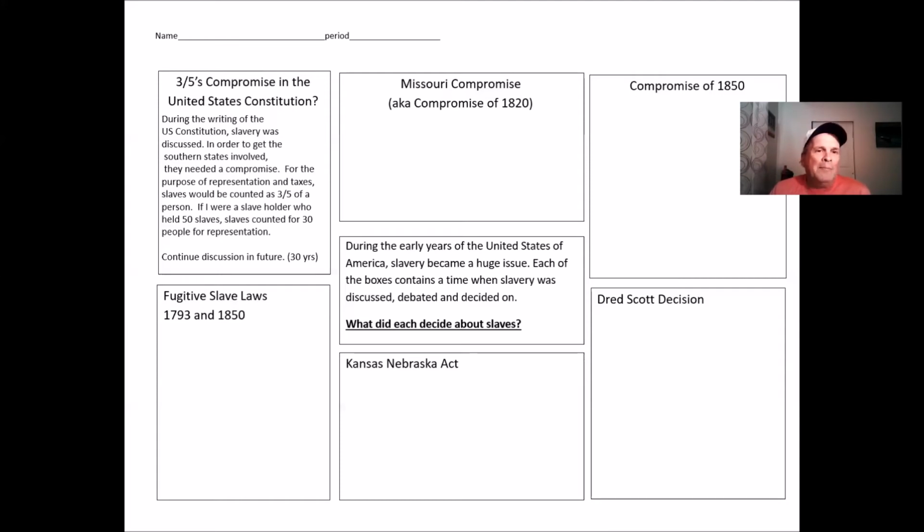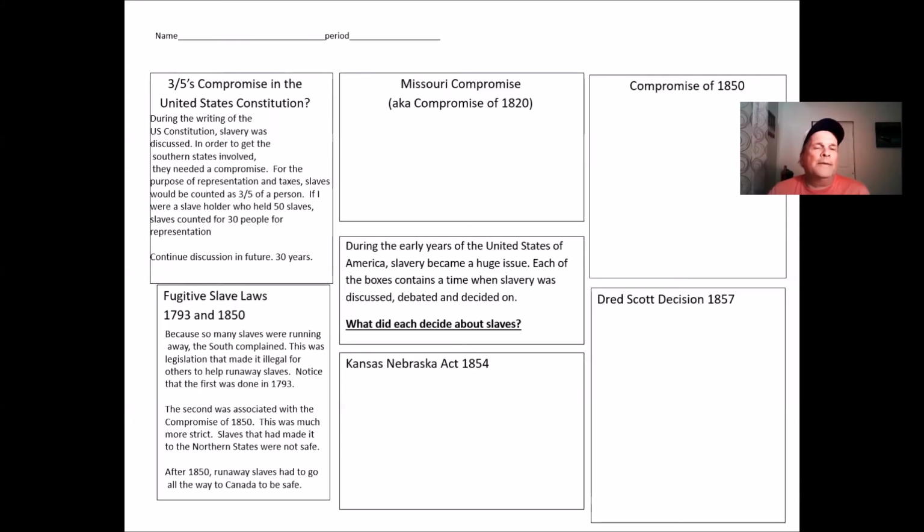About the same time, we started to have these fugitive slave laws. Next one. Because so many slaves were running away and it was costing the southern plantation holders a lot of money, they finally got a bill passed, legislation, a law passed that said it is illegal for people to help runaway slaves. The first fugitive slave law was passed in 1793.